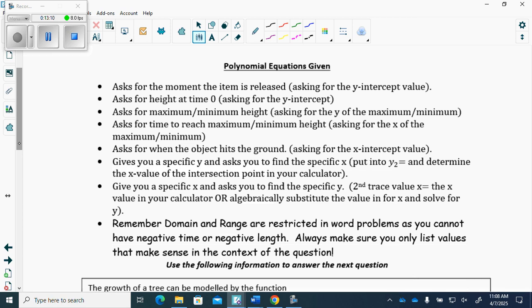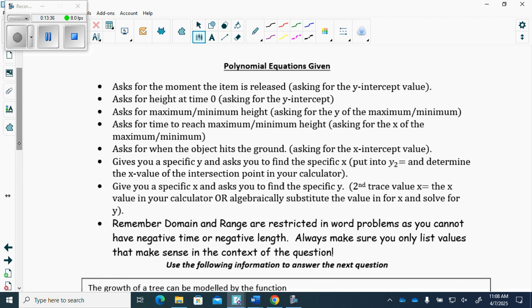So for a polynomial equation given, if it asks for the moment the item is released, so say the moment you release a football, or the moment you hit a golf ball, or the moment they drop a ball off the edge of a, I don't know, skyscraper, which I wouldn't suggest. Because momentum, talk about physics, it wouldn't be good. So, ask for the moment the item is released.